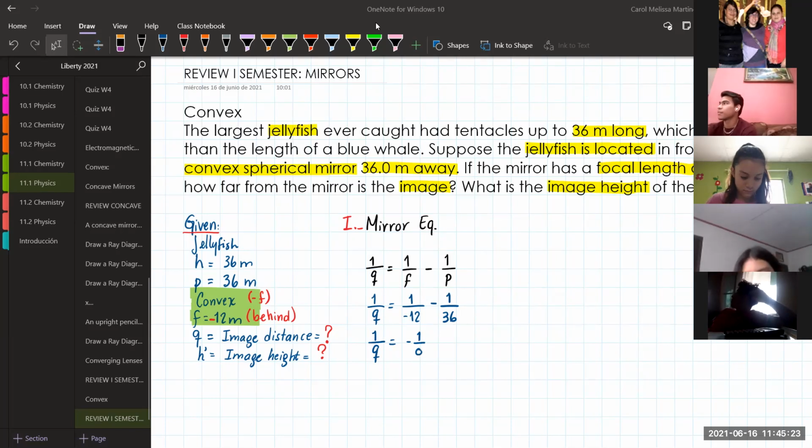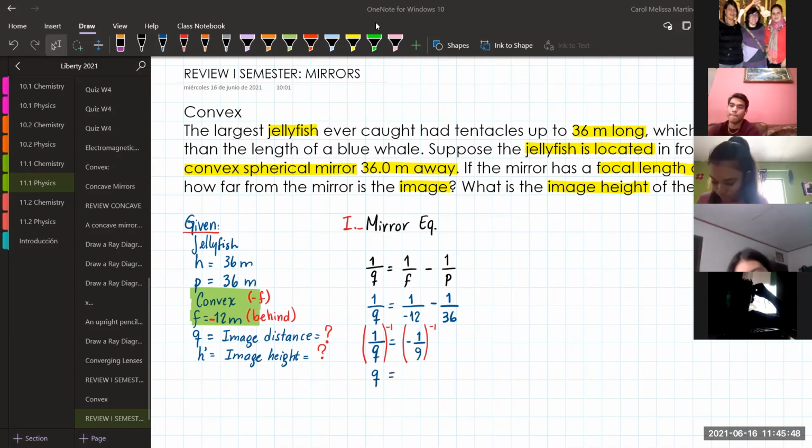Now it looks like a 9. Take a look. What we do after, we don't forget to apply the reciprocal function. Therefore, we obtain that q is equal to negative 9. That means that the image is going to be formed behind the mirror. Because we're talking about meters, the q is also in meters. Don't forget.